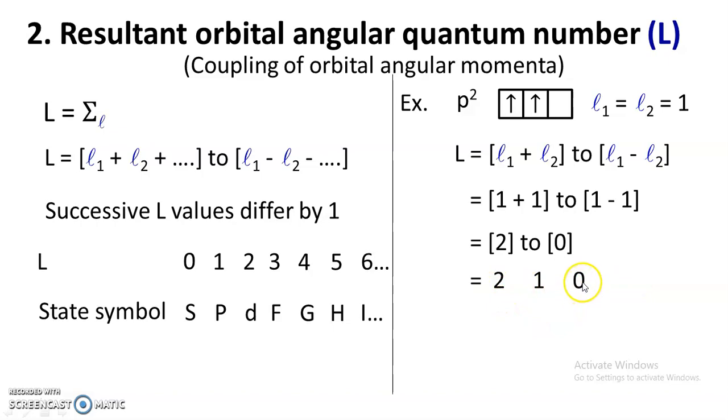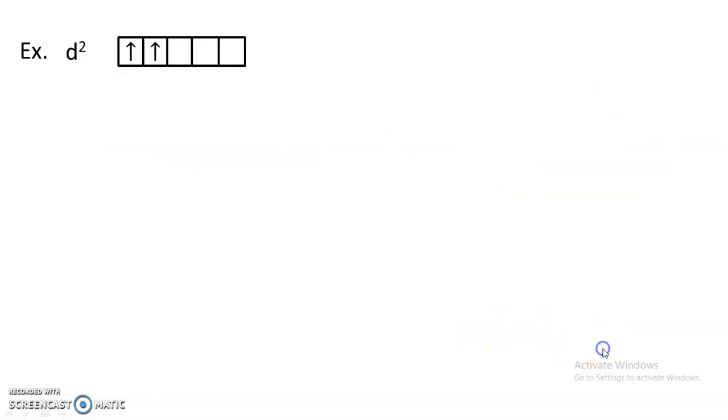When L is equal to 0, the state symbol is S. When it is 1, the state symbol is P, and when L is equal to 2, the state symbol is D. And therefore the corresponding state symbols are D, P, S. It means for the p2 configuration, these three state symbols are possible: D, P, S.